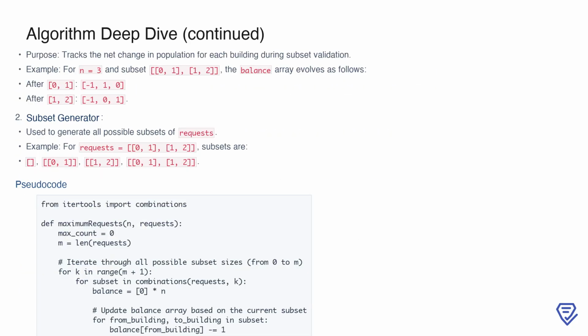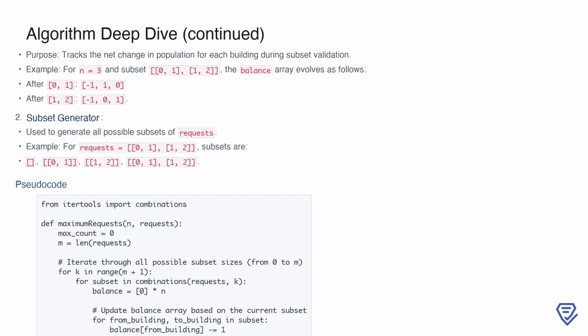The balance array plays a crucial role in this approach. It tracks the net population change for each building during subset validation. For example, if there are 3 buildings and the subset of requests is [0,1], [1,2], the balance array evolves as follows. After processing [0,1], the array becomes [-1,1,0], indicating one person left building 0 and one person entered building 1. After processing [1,2], the array becomes [-1,0,1], showing that one person left building 1 and entered building 2.